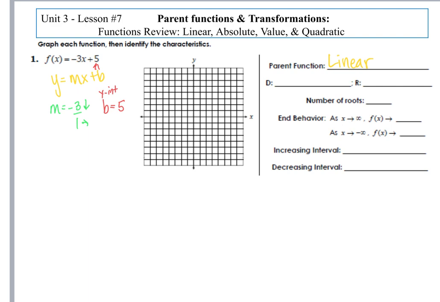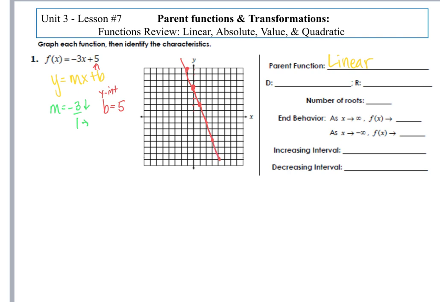So for this, we need to graph it first to answer all the other questions. We're going to start at positive 5 on the y-axis, so 1, 2, 3, 4, 5. And then from here, we're going to get our next points by using the slope, down 3, right 1. So 1, 2, 3, right 1. And keep doing that. Okay, we could go back to our original one right here and go up 1, 2, 3, left 1. And then we connect our points.